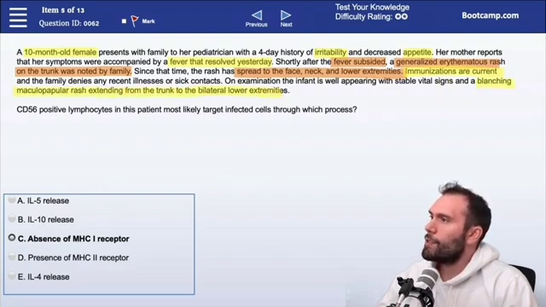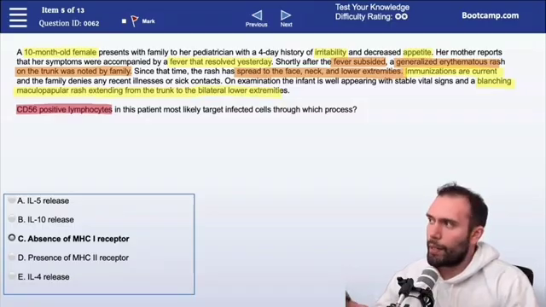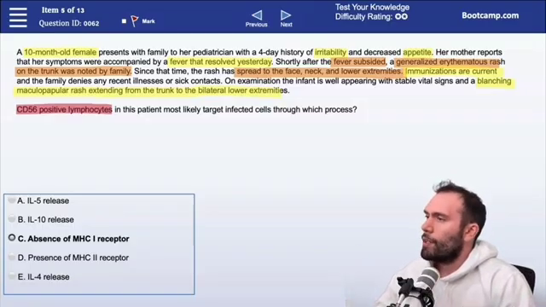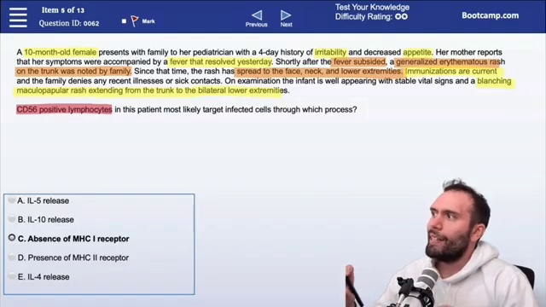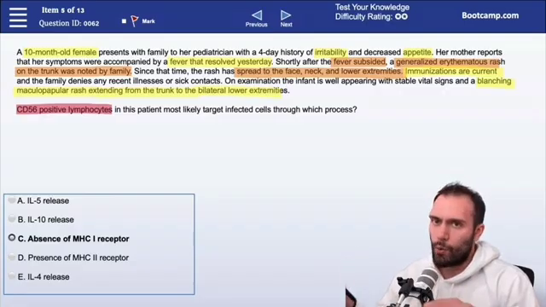CD56 positive lymphocytes in this patient most likely targeted infected cells through which process? Okay, so there's a couple things going on here. First of all, like a lot of these questions, and this is kind of the evolution of step one questions, you don't necessarily need to know everything that's going on in the question to get to the right answer, right? If you kind of understand, first of all, what is a CD56 positive cell?